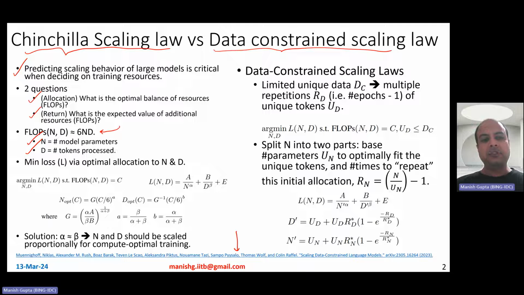So the optimization problem, so to say, is basically this one. You have to train a model and minimize the loss via optimal allocation to N and D. So you have to choose your model's number of parameters and the number of tokens that it must process. Number of tokens is basically a proxy for the pre-training data that you're using. So you must choose the right N and D so as to minimize the loss, such that my overall compute is limited. So FLOPs basically is C.